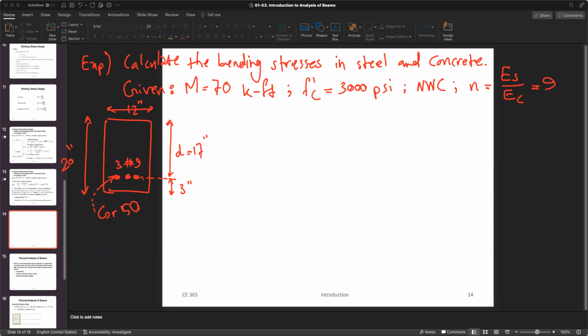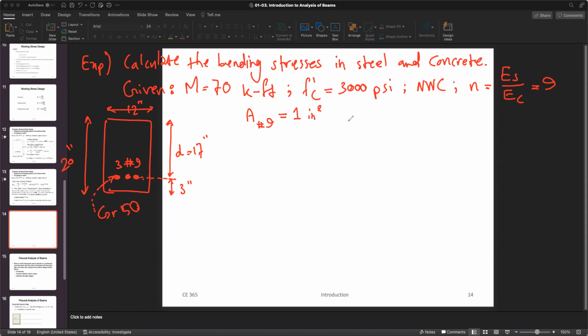I think most likely this is among the file that I shared with you in the Canvas. If you remember, that was one of the first announcements I shared with you. I showed you one file that contains a lot of tables. So it is there most likely. If it is not there, I'm going to share it with you. But anyway, number 9 bars: the cross sectional area of a number 9 bar, for example, is 1 square inch.